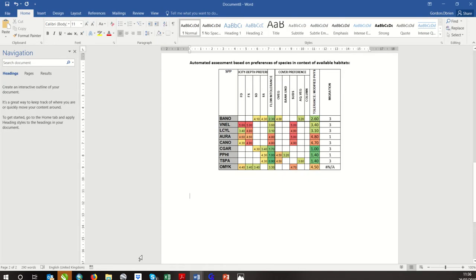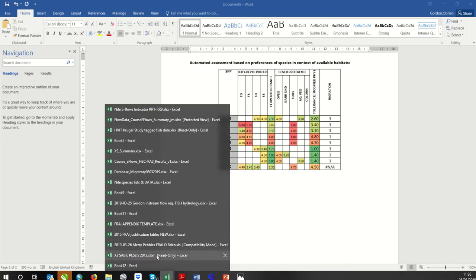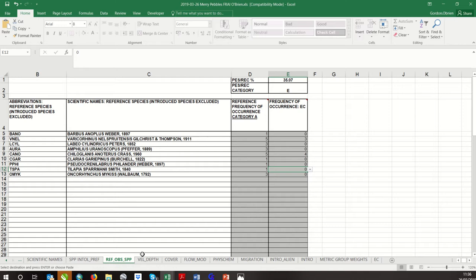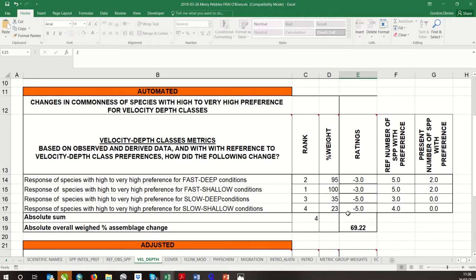Okay, so back to the FRAI assessment. Now what we're going to do, can you just see, I just wanted to show you that because now the sheet is not so difficult to see. It's quick and easy to see. The first thing we're going to do is go through each metric now. What it did automatically is it said what were the response of species with a very high to high preference for fast deep conditions, all the different fast depth conditions, and based on the species it found, automatically it gave it this rating score.